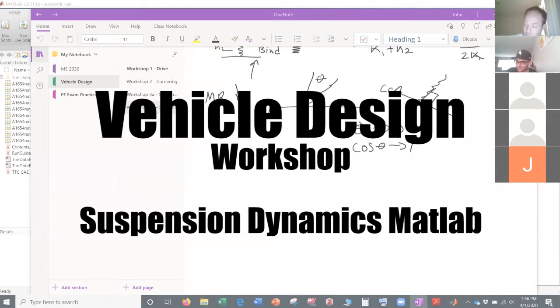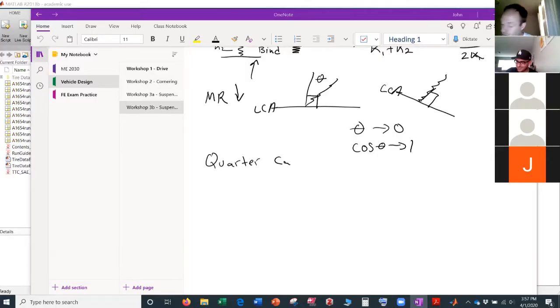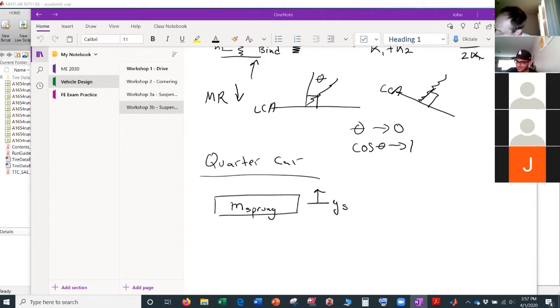First we need to determine the governing equations, the equations of motion for this quarter car system. So if we have our sprung mass, and this has a position y sprung. We're just going to do everything in terms of k of the wheel and c of the wheel, right?